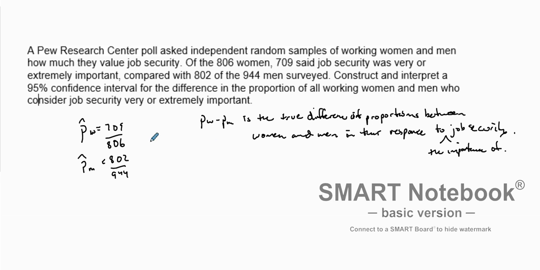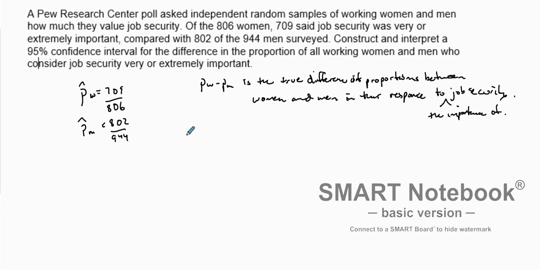Now, once we state our parameter, the next thing is we want to figure out what our values are going to be. So if we take this right here, we're going to take P1 for our point estimate.